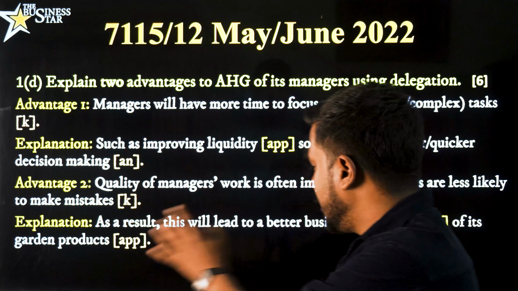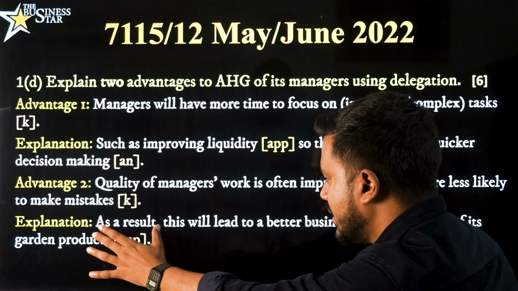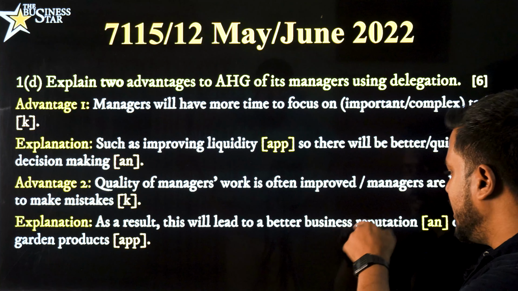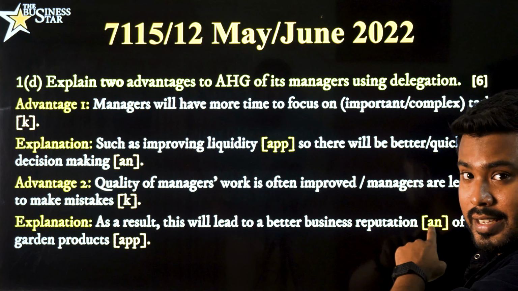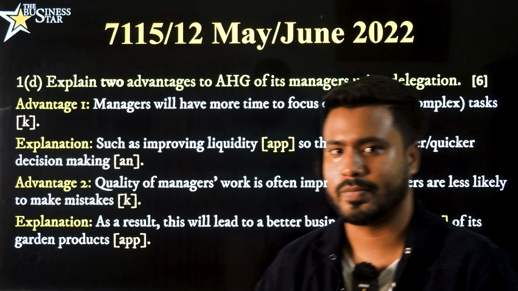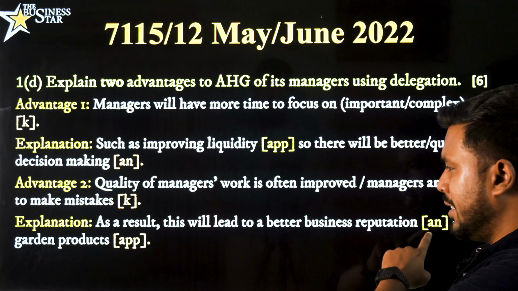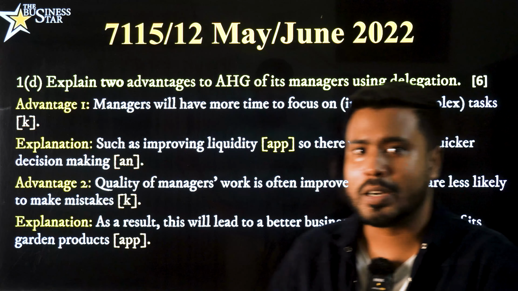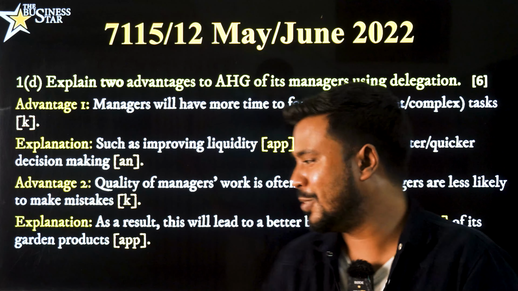That was the knowledge. What is the analysis and application? As a result, this will lead to a better business reputation. Okay, that was the analysis, and of its business, of its garden products. That is the application. So overall, the reputation will increase. That is the analysis. But what does the business produce? The business produces garden products.